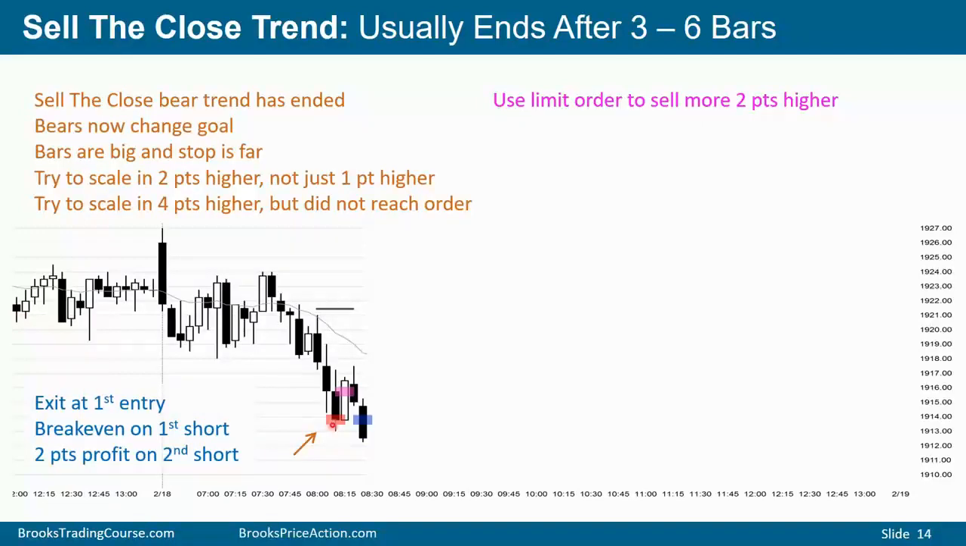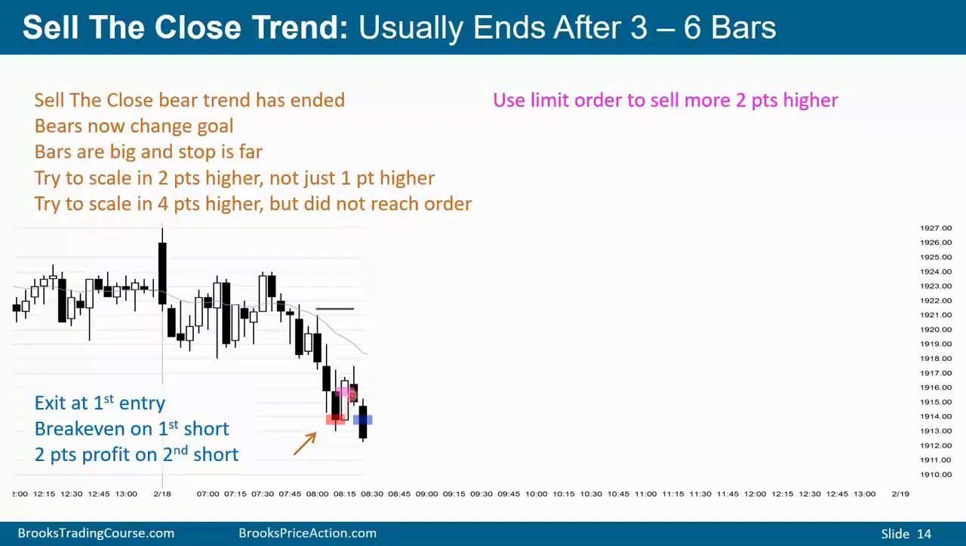If you took the short on this close and sold more 2 points higher, you get out here with 2 points profit there and break even here. Other bears would simply sell more below a bear bar. Usually, if I take a short here, sell the close, I'm going to be selling more with a limit order because this low one short, the entry is usually not far enough above the first entry to make it worthwhile.